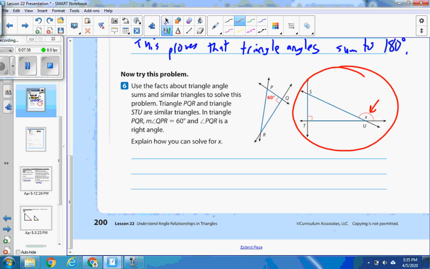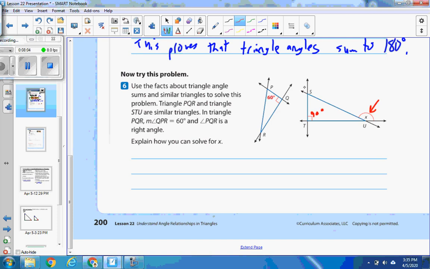So what we need to do is use what we know about similar triangles. If they're similar, the angles that correspond are also congruent. So that means this one, which is already labeled, is a 90-degree angle. And then you've got to find which one matches up with the 60. So this is 90 degrees. I'm going to write that in there. So which one matches up with P?